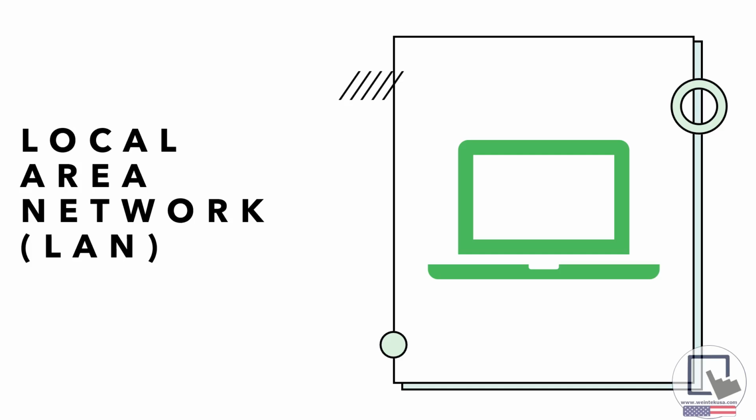A local area network, or LAN, is a network that connects devices within a limited area, such as a home, office, or building. LANs are typically used to share resources like files, printers, and internet connections among multiple devices. They are essential for enabling communication and collaboration within a localized environment.